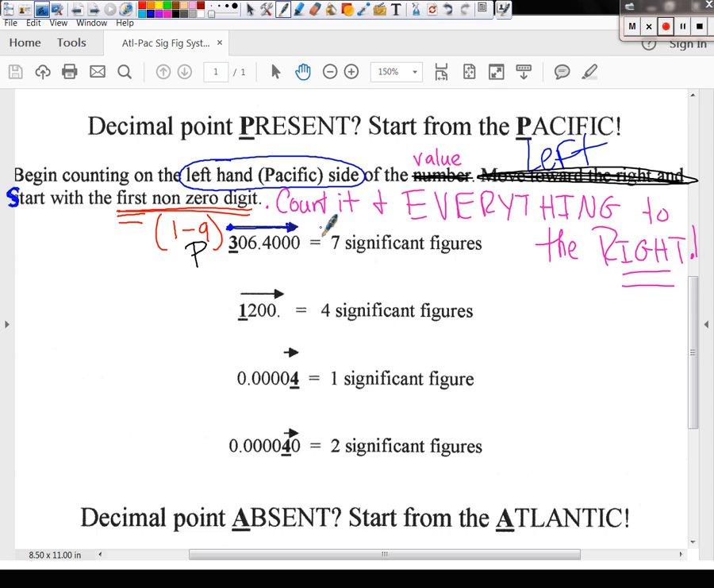All right, let's look at the next one. Is the decimal point present or absent? How can you tell it's present? You can see it with your eyeballs. Okay? So since it's present, what side are we going to start on? Start on the left, the Pacific side. We're going to go to our first what? Non-zero, which is what? 1. And then what are we going to do in the purple pink? Count it and everything to the right. So how many total numbers did you get there? 4. Very good.